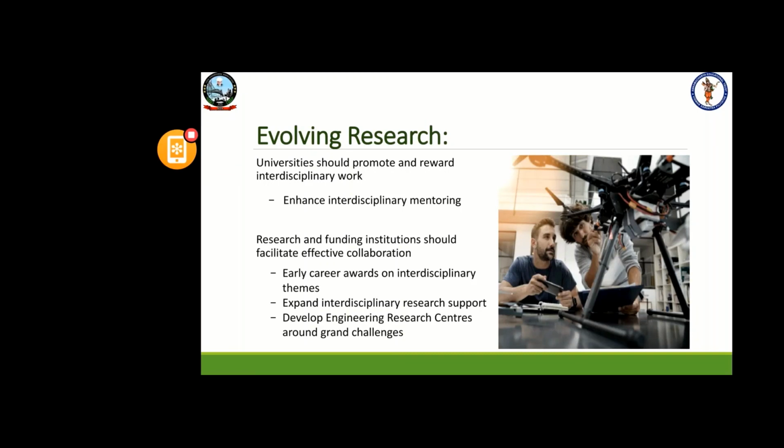The advances can be evolved through research. Universities should promote and reward interdisciplinary work, enhance interdisciplinary mentoring. Research funding institutes should facilitate effective collaboration, early career awards on interdisciplinary themes, expand interdisciplinary research support, develop engineering research centers around grand challenges.